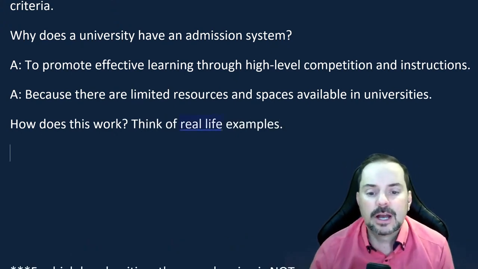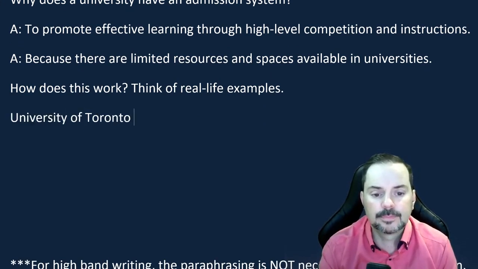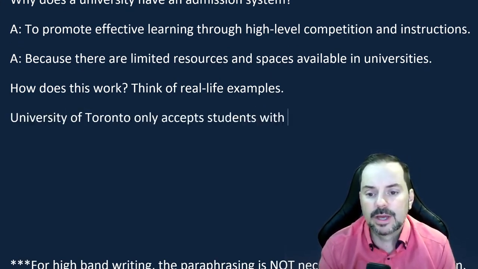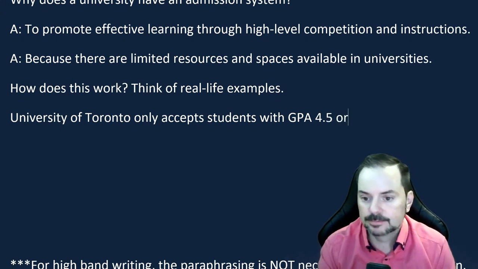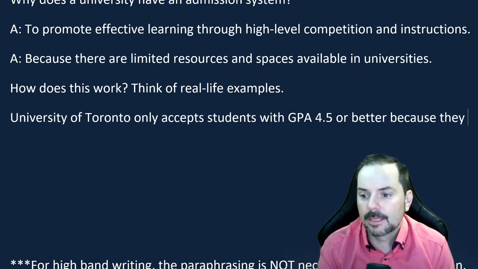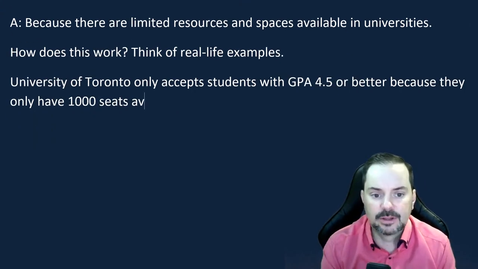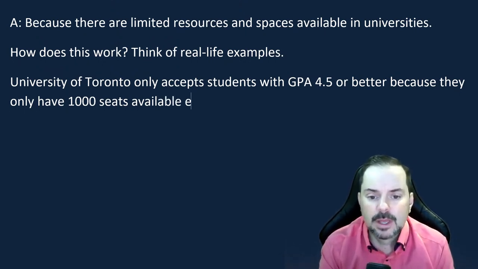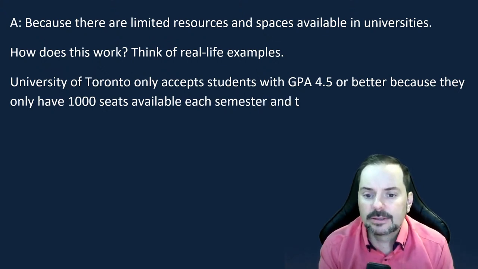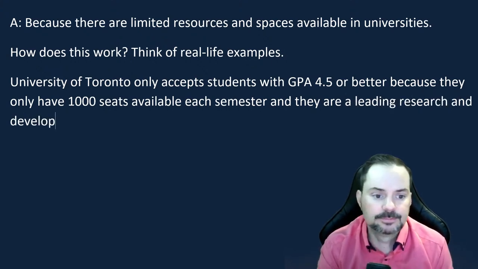Okay, well, let's say like this. University of Toronto only accepts students with GPA 4.5 or better because they only have 1,000 seats available. I'm just making this up. I'm sure they have lots more than 1,000 seats, but let's just say available each semester, and they are a leading research and development university.